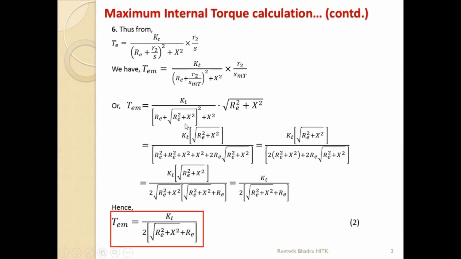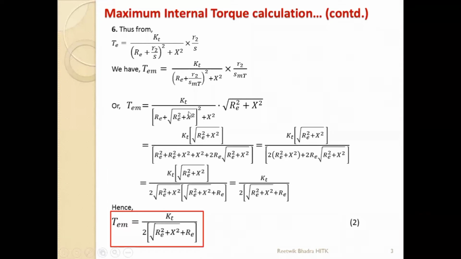Next, we'll do some calculations. We'll multiply the numerator like this directly, and in the denominator, we'll just simplify it. This is A plus B whole square, this is A, this is B. That gives you A square, that is Re square. So the first term is Re square plus B square, that means this term Re square plus X square.